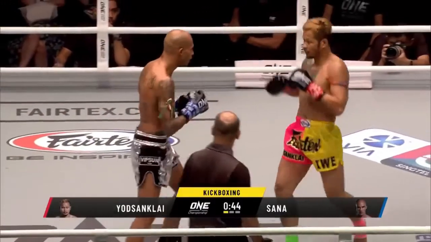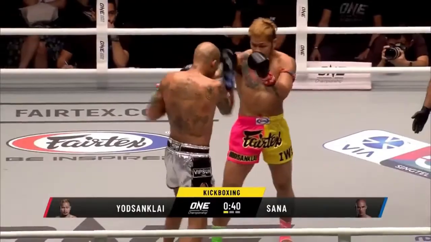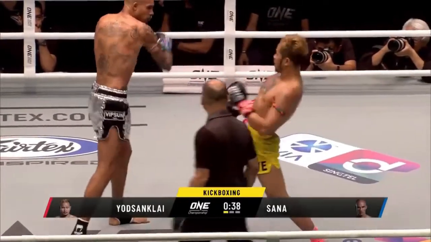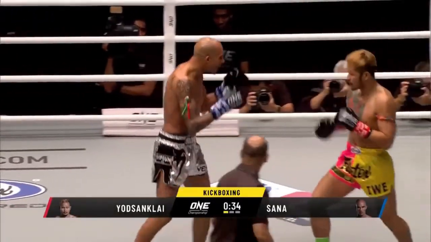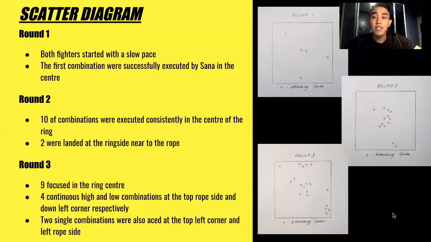Pa said that every time he can pin against Yod, both fighters started with a slow pace where they threw single strikes to reach each other's pattern of striking.